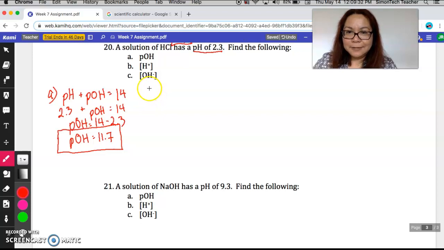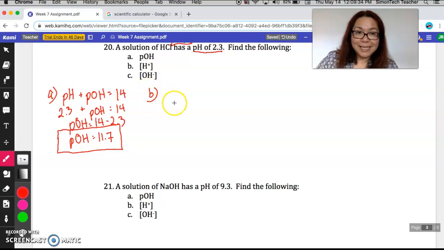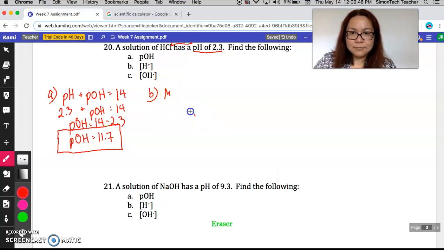Now for B, this time we need to find the concentration of the acid. Do you guys remember what the equation is? This is the equation. Capital M for the concentration, molarity, equals the inverse of the log. I take that back. It is going to be capital M equals 10 to the negative, and we're looking for the concentration of the acid here, so 10 to the negative pH.